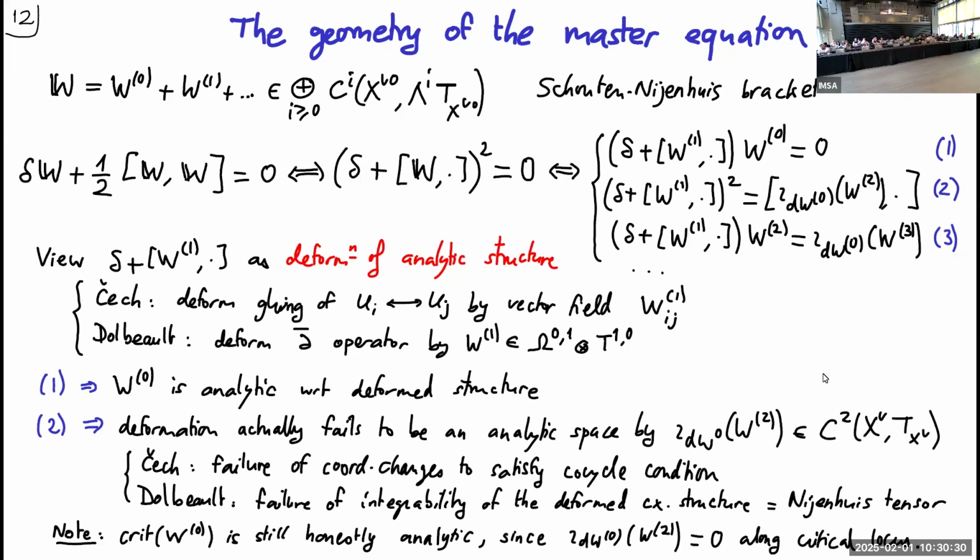And now you can ask, what is the meaning of this thing? So in the Čech world, it's about failure of cocycle conditions for the gluing of charts. What's more fun, I don't know what to make of it, but in the Dolbeault world, well, this is exactly the kind of thing, a 0-2 form with values in the tangent. That's the Nijenhuis tensor of the deformed delta-bar as an almost complex structure.